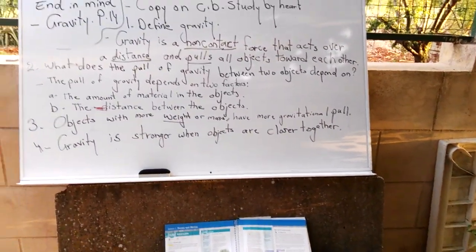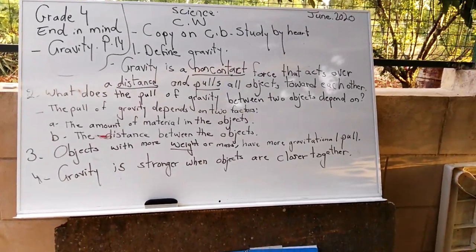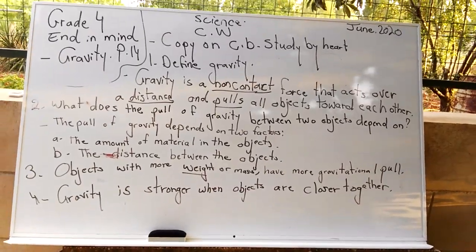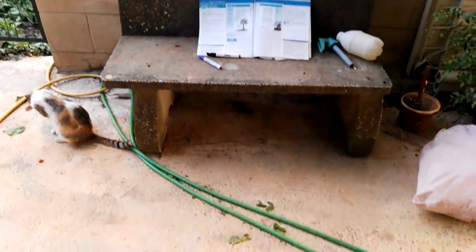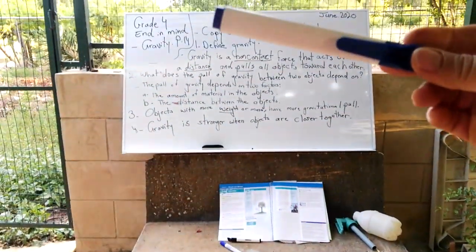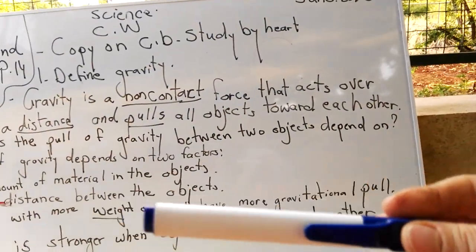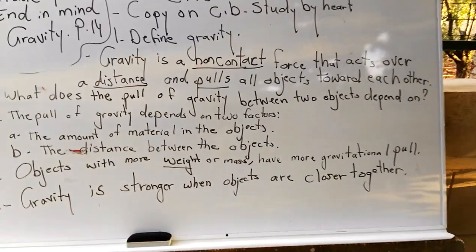Okay? But before I drop it, there was no contact force acting over it. There should be a distance between the pen here and the floor down. Look, there's a distance. They are not touching each other. But eventually, the ground will pull the pen towards it.